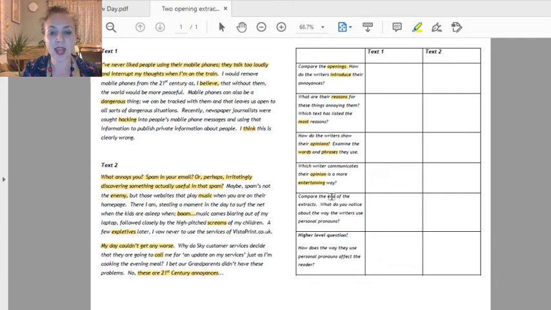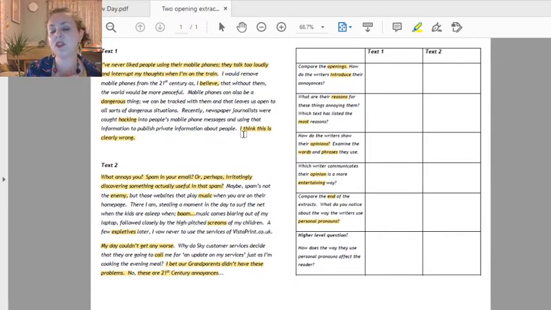Right, now we're going to look at the end of the extracts and we're going to look at their use of pronouns. So at the end, this person finishes with, I think this is clearly wrong. This person ends with, I bet our grandparents didn't have these problems. No, these are 21st century annoyances. This one says, I bet our grandparents.